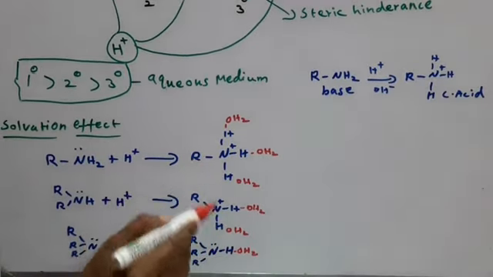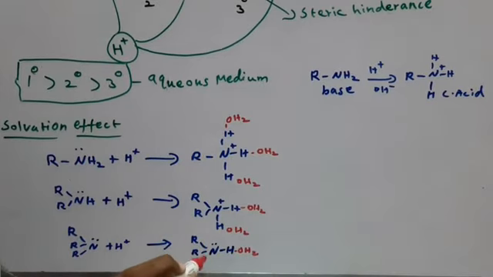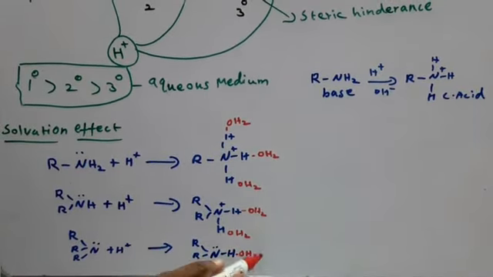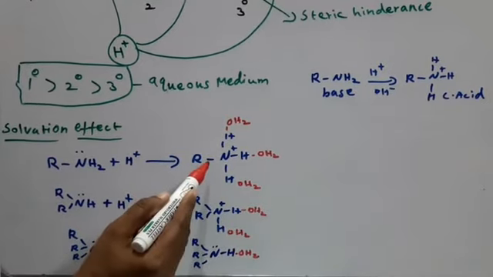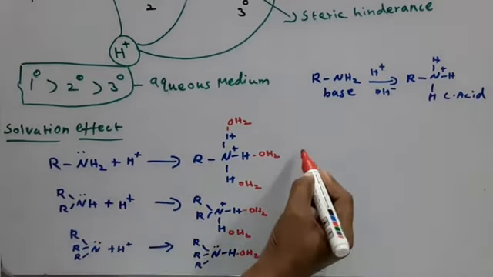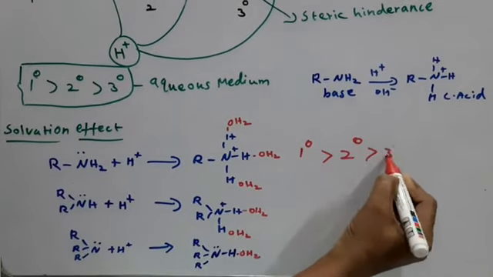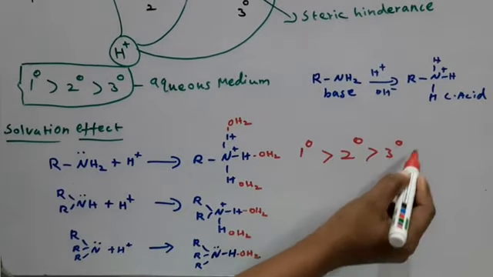When comparing, since there are more alkyl groups here, the solvation effect is lower. So which one has the maximum solvation effect? Primary, secondary and tertiary. Okay, because it is the least one.